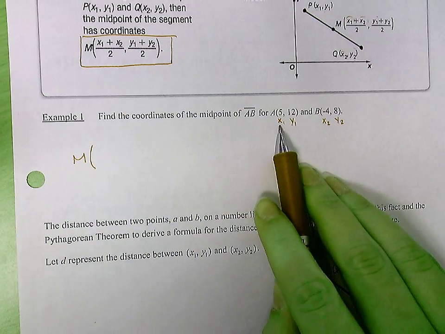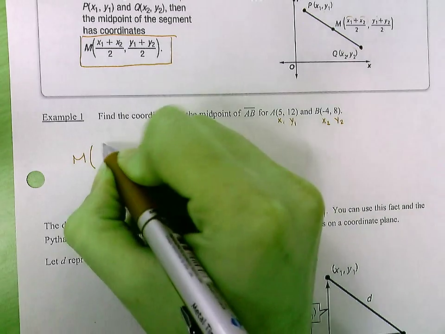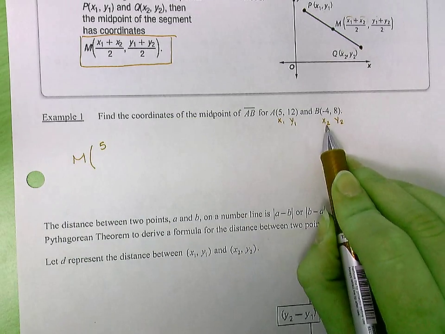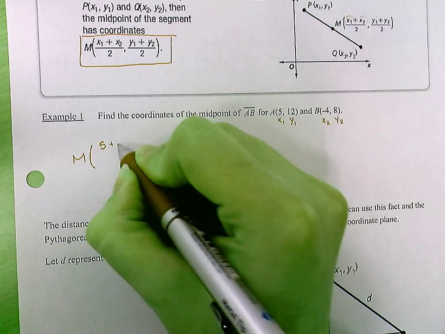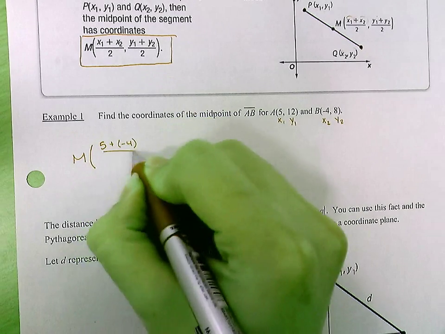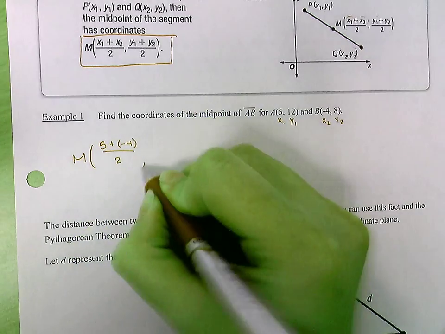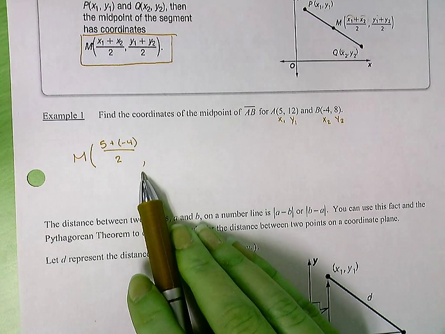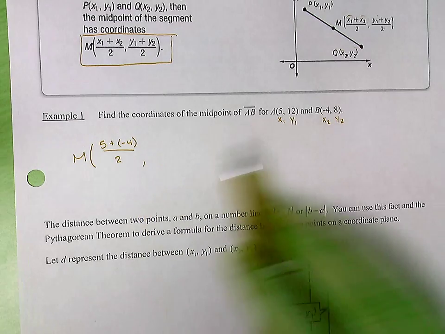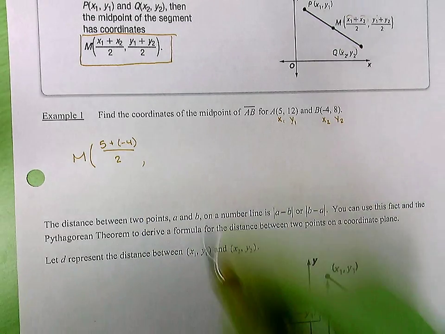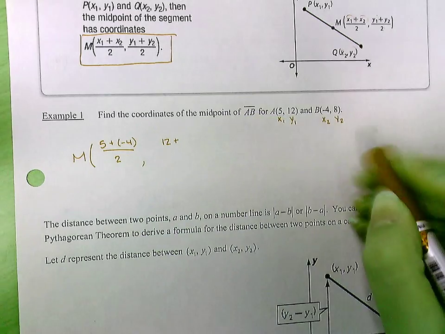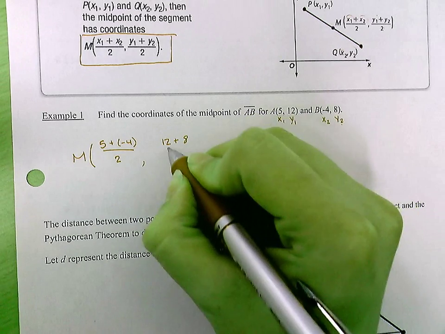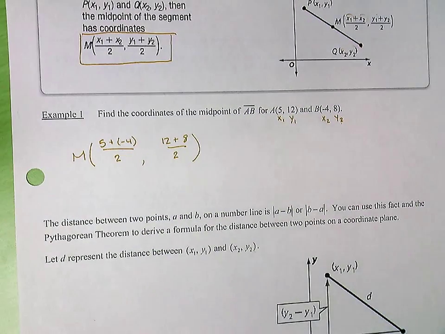Okay, so I have x sub 1 first, that's 5. And x sub 2 is -4. That's divided by 2. I'm going to add in this comma because it is a coordinate point. Then I have y sub 1 is 12 plus y sub 2 is 8. Both of those are divided by 2.